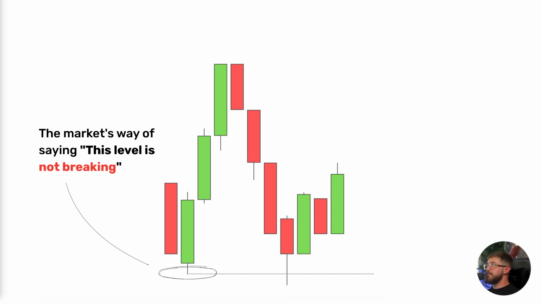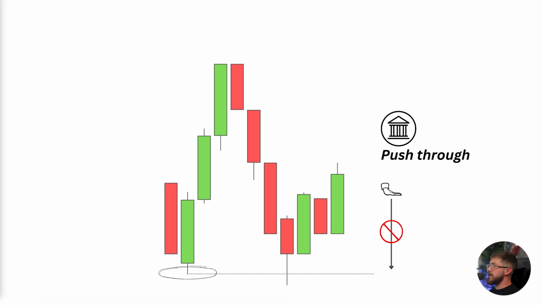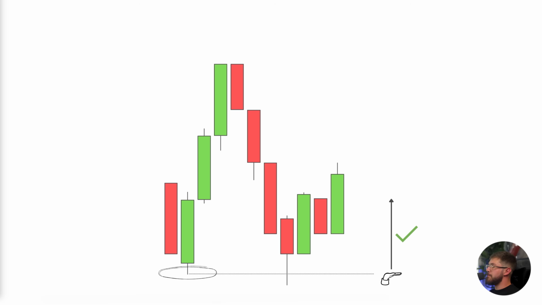Just remember, when you see multiple rejection stories at a significant swing level, that's the market's way of saying, this level is not breaking. Because as we can see, sellers tried their best to push through, but buyers stepped in and took control. Now, the important part is that this is happening at one of the key levels that I referred to earlier. We want to look at these levels as areas where we should see the market's true intention. If the market's truly bearish, we should see the market blast through lows. But if buyers step in, this could mean that the market is not bearish, and this could present a reversal trade opportunity.